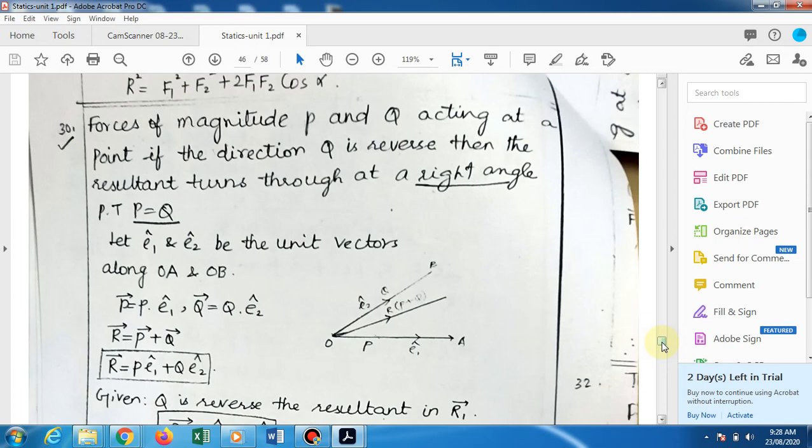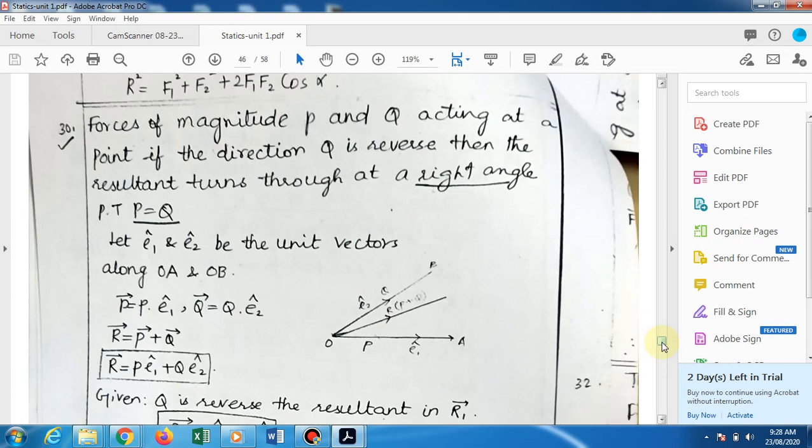Next problem, you see. Forces of magnitude P and Q are acting at a point. If the direction of Q is reversed, then the resultant turns through a right angle. Prove that P is equal to Q. You have to prove that. You see that solution.